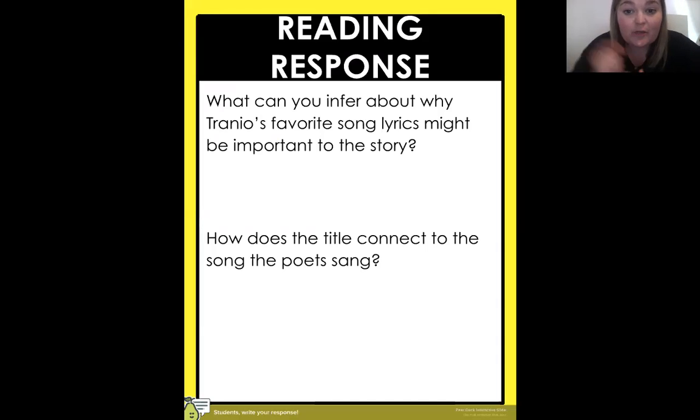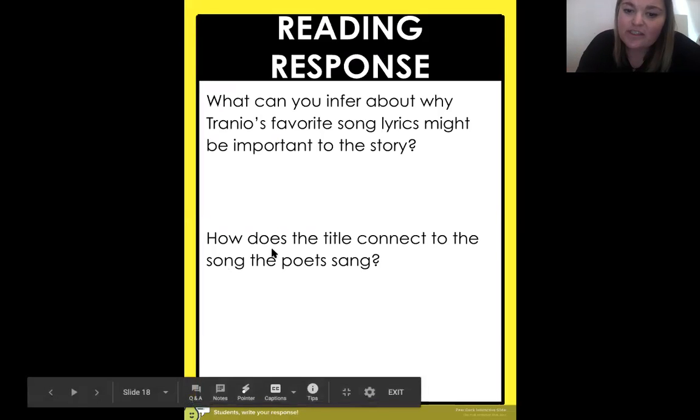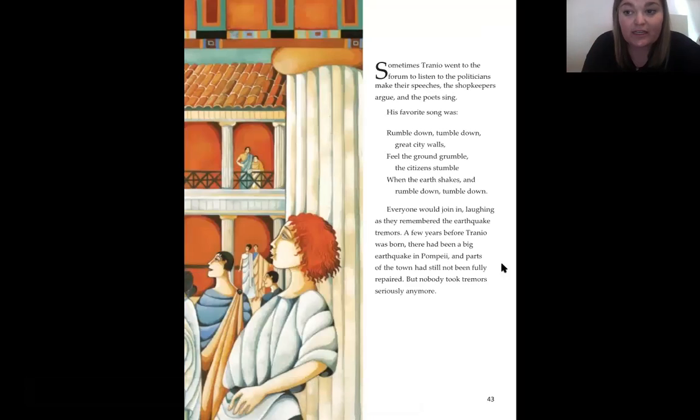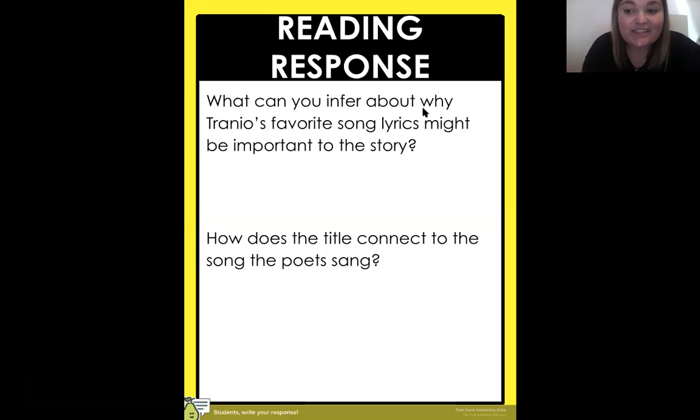So what can you infer about Tranio's favorite song lyrics? Are they going to be important to this story? And then how does the title connect to what the poet sang about? So I included in your Seesaw this part of the song so you can look back at it in case you forgot it and just see what you can infer about how that connects with this story.